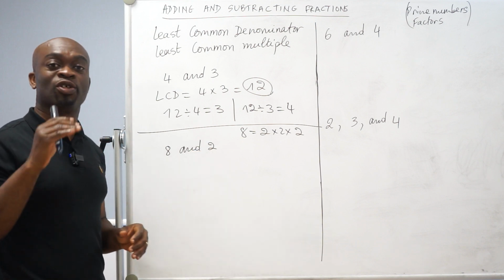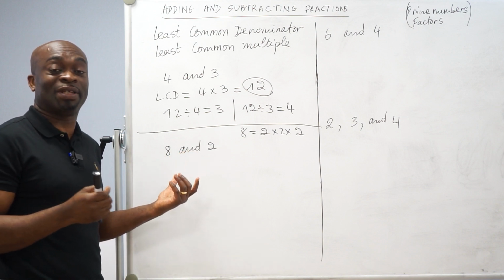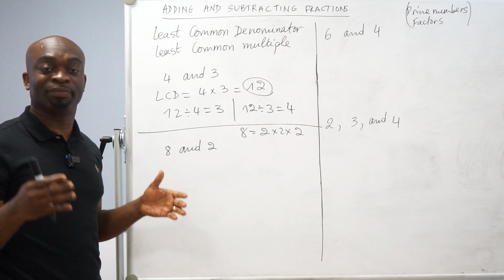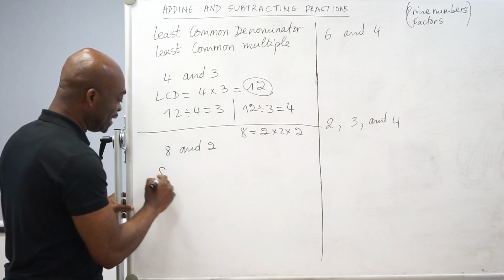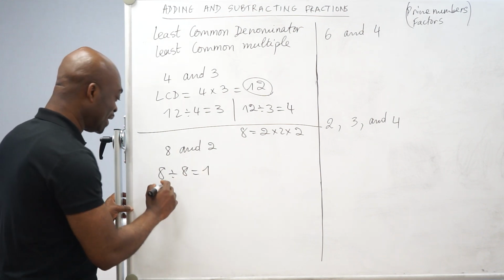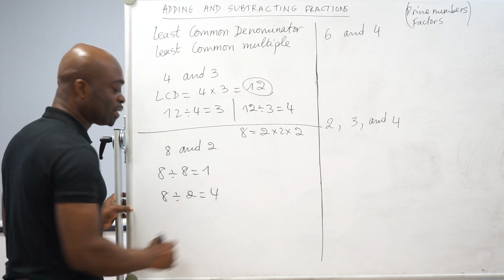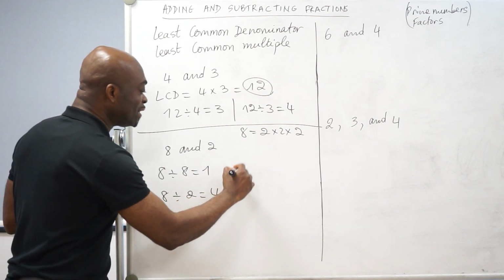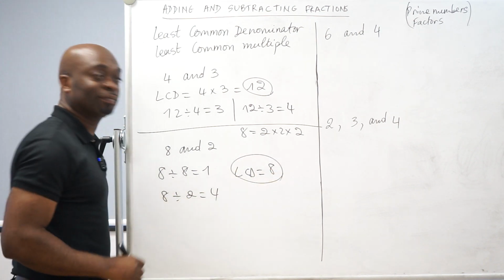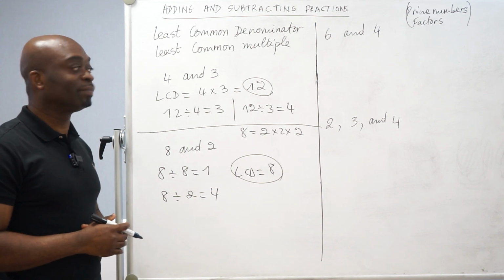You divide by 2, it's going to come out evenly. So when you look at 8 and 2 here, for example, they have something in common, which is 2, so 8 will be the lowest common denominator. All right? Because 8 can divide itself 1 time, and then 8 can divide 2 4 times. Okay? So LCD is going to be equal to 8. All right? So 8 is the LCD here.